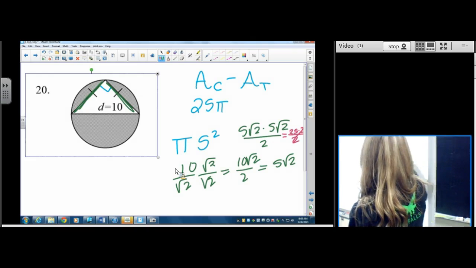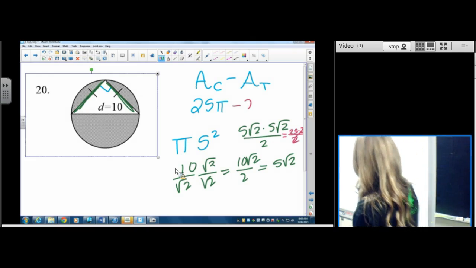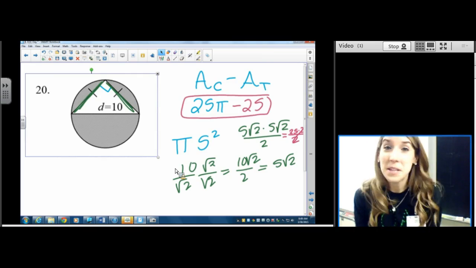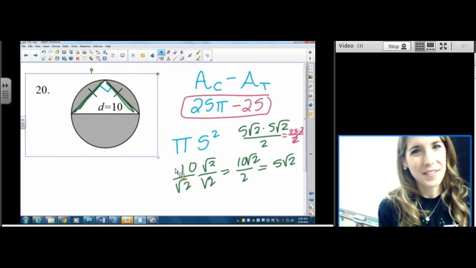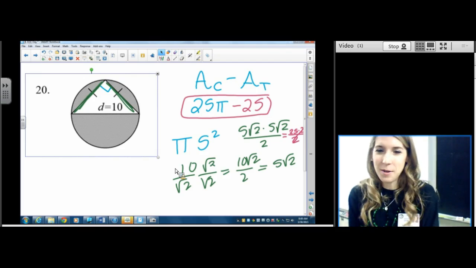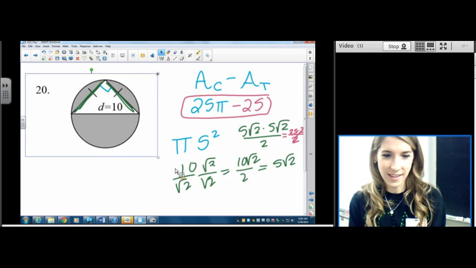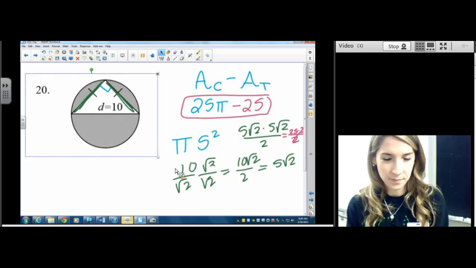And you were right. 25 pi minus 25 doesn't equal 0 pi, right? Could you imagine if someone actually did subtract those? 0 pi, your answer would be 0. And we know that's not the answer. That's why we don't subtract them.